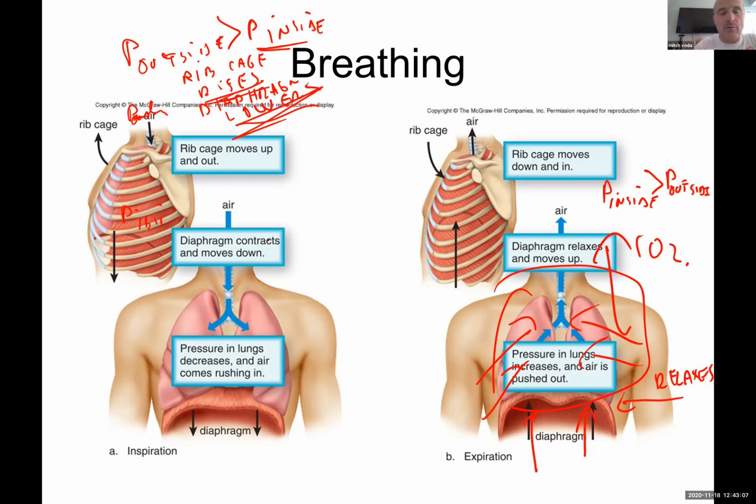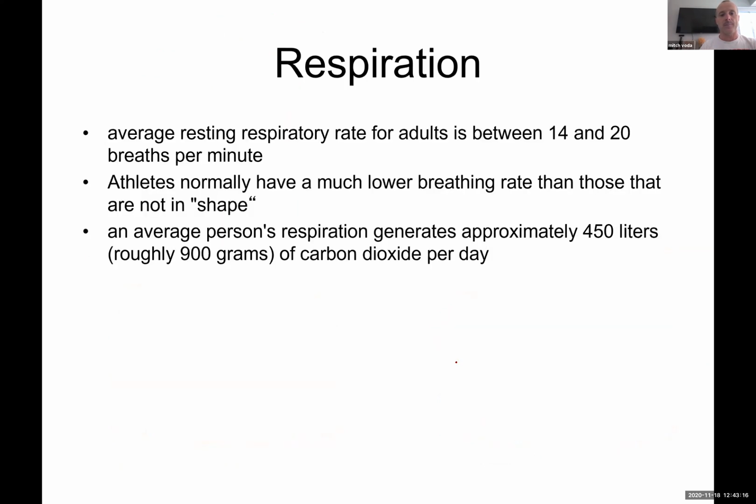So inside you create negative pressure. That's why air moves in. Then we create here positive pressure inside the lungs.